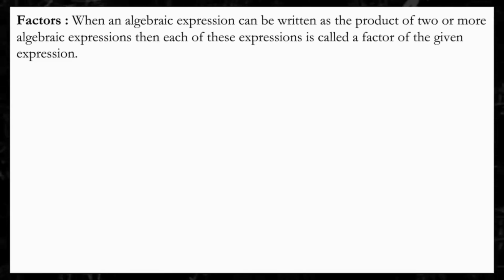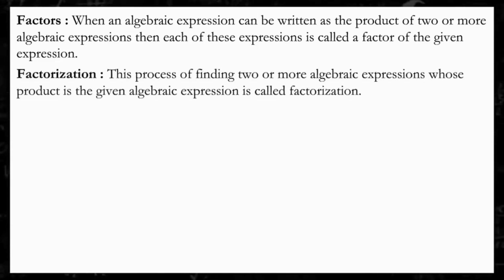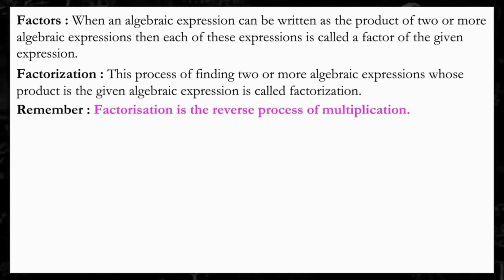Factors. When an algebraic expression can be written as the product of two or more algebraic expressions, then each of these expressions is called a factor of the given expression. Factorization. This process of finding two or more algebraic expressions whose product is the given algebraic expression is called factorization. Remember, factorization is the reverse process of multiplication.